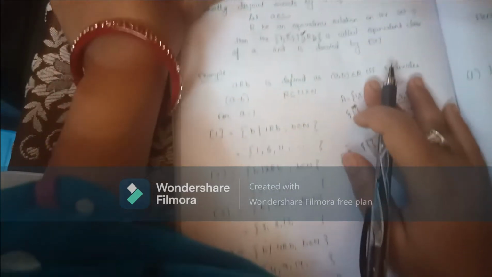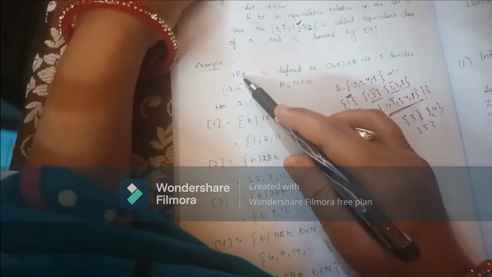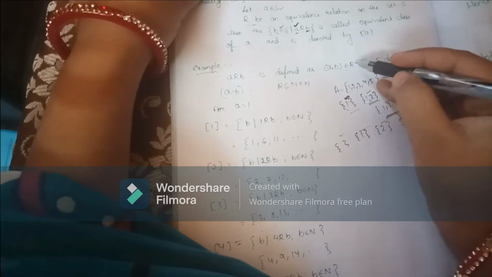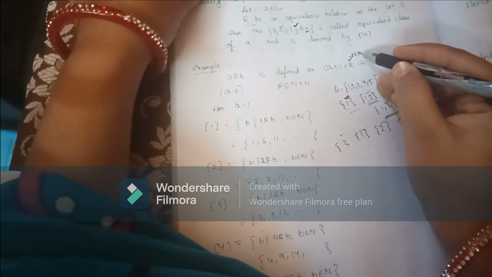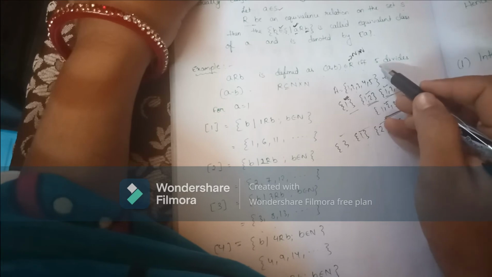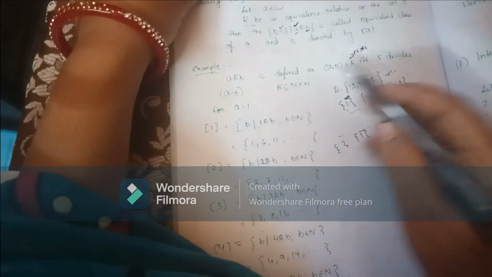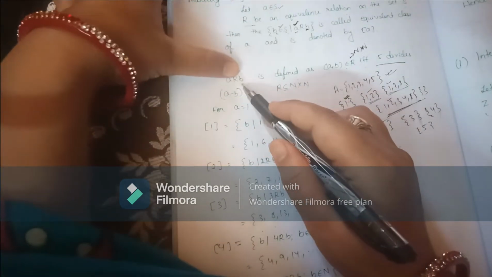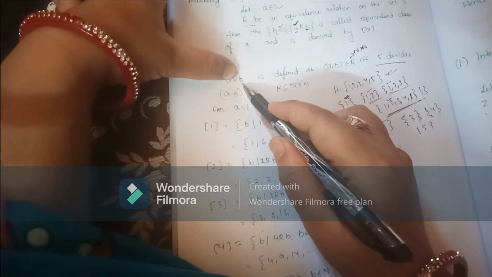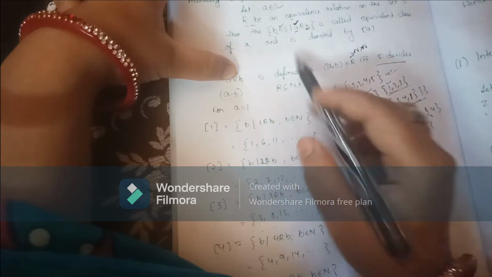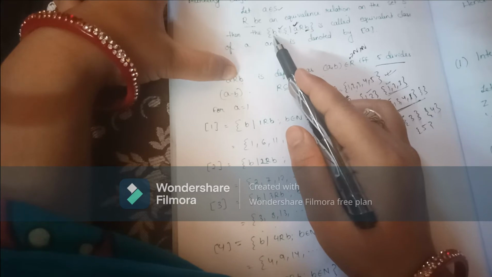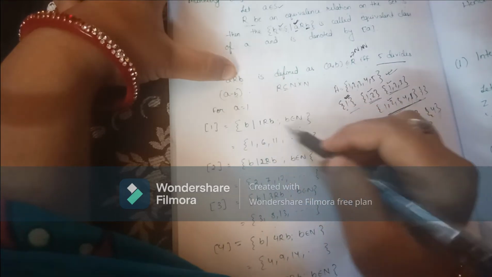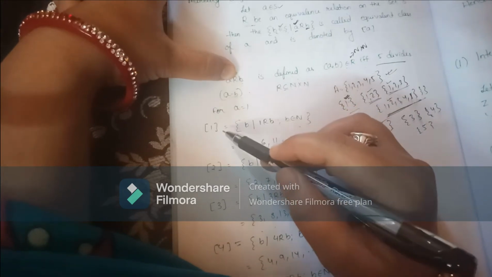Example: here a relation has been given. A R B is defined as (A, B) belongs to R, where R means N cross N, remember? If 5 divides A minus B, that means the relation is that 5 divides the difference. So what I told you is that we have to write all the elements B, that is the set, and we can represent it as the equivalence class of A.